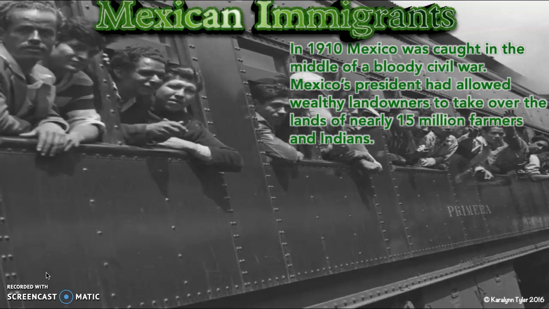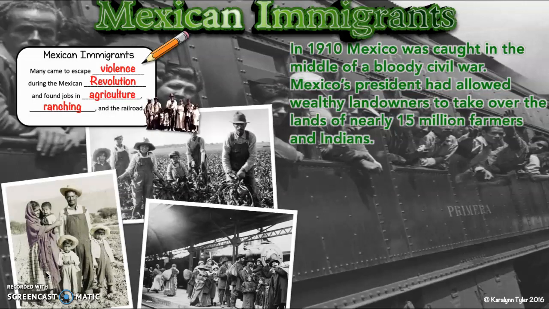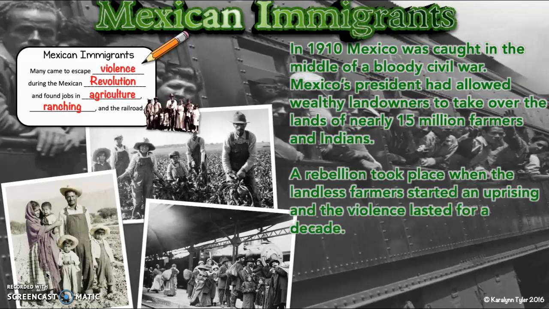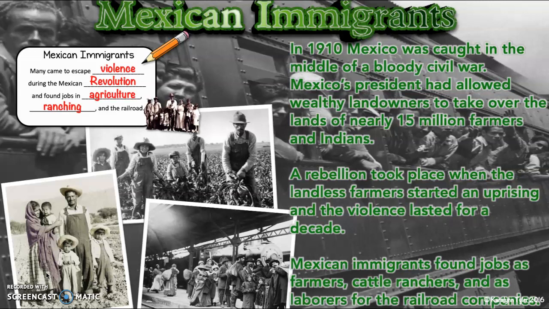In 1910, Mexico was caught in the middle of a bloody civil war. Mexico's president had allowed wealthy landowners to take over the lands of nearly 15 million farmers and Indians. A rebellion took place when the landless farmers started an uprising, and the violence lasted for a decade. Mexican immigrants found jobs in the United States as farmers in agriculture and then cattle ranching and laborers for the railroad companies.